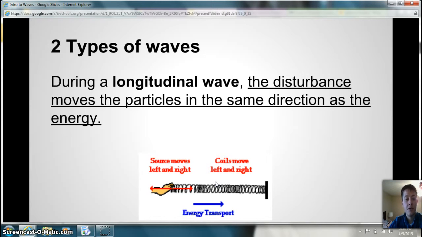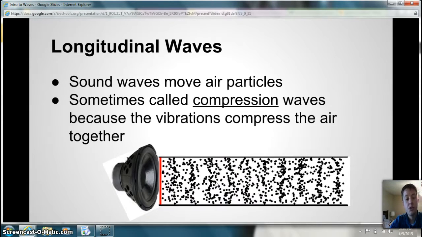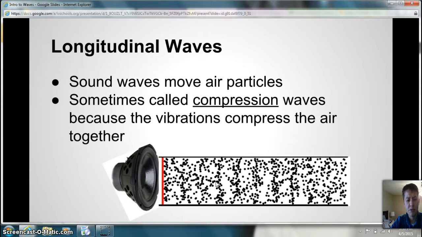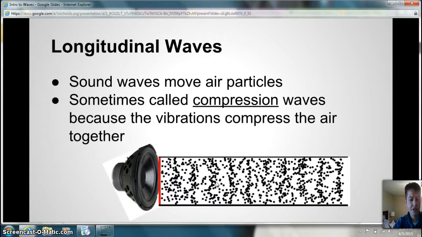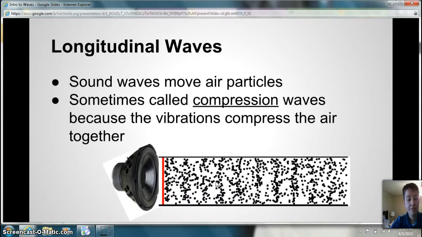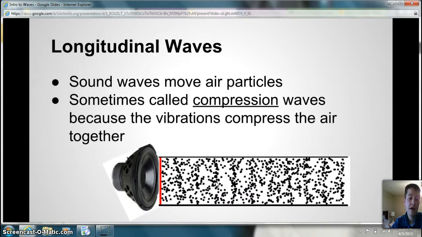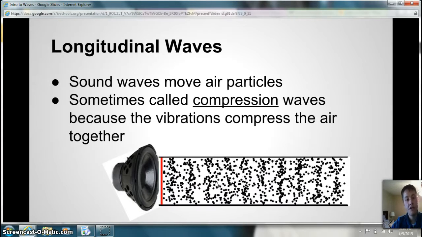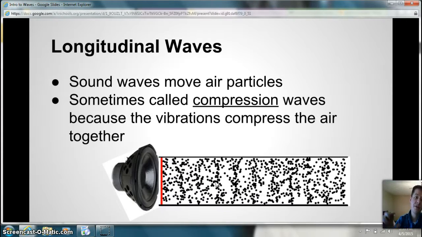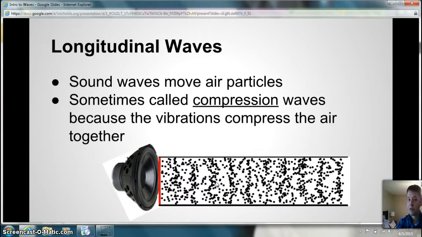A little bit more on that. In longitudinal waves, we already said that the disturbance moves particles in the same direction that the energy is moving. There's a picture of it right there. Some examples: we've got sound waves, and they will actually move particles of air. Take a look at this picture and study it really close. We would have a speaker here that would be vibrating, and right now it is vibrating a pulse every boom. Boom, boom. Watch that red line. Boom, boom. And so it's compressing these air particles, and this compression wave moves throughout the medium of air.